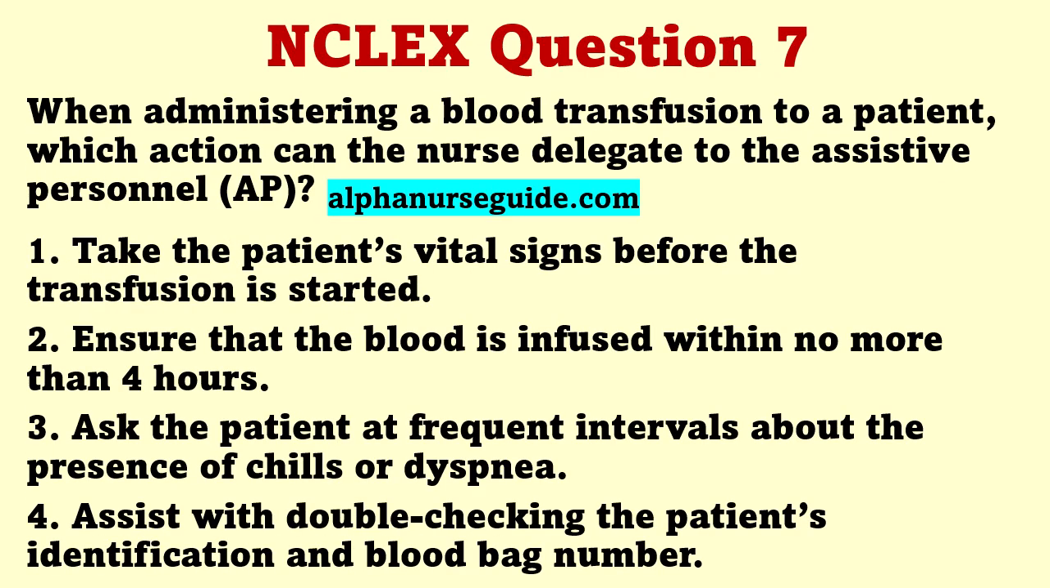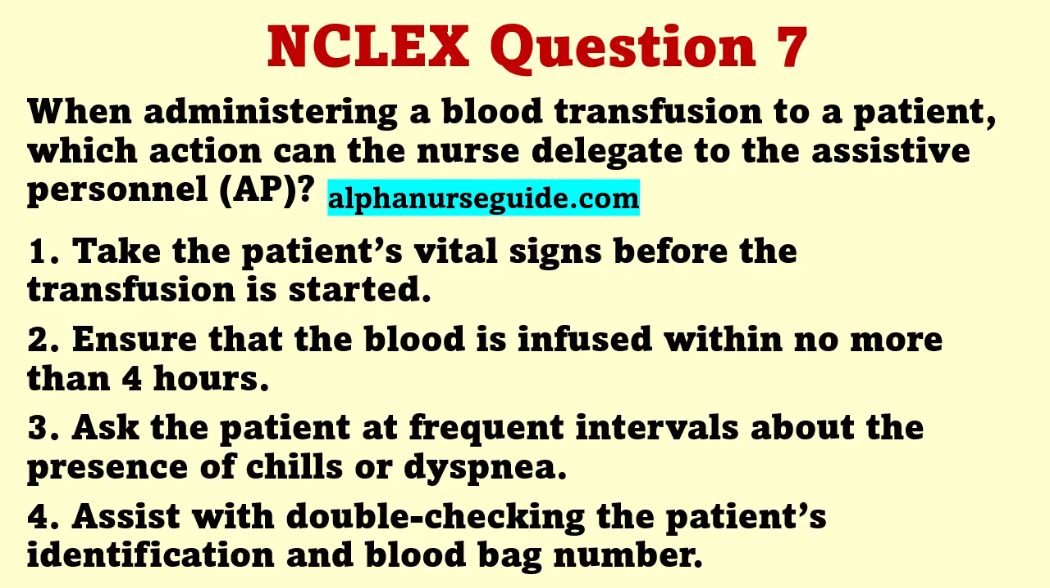When administering a blood transfusion to a patient, which action can the nurse delegate to the assistive personnel? 1. Take the patient's vital signs before the transfusion is started. 2. Ensure that the blood is infused within no more than 4 hours. 3. Ask the patient at frequent intervals about the presence of chills or dyspnea. 4. Assist with double-checking the patient's identification and blood bag number.